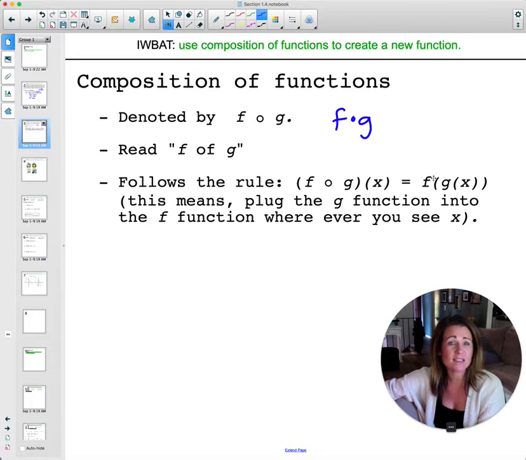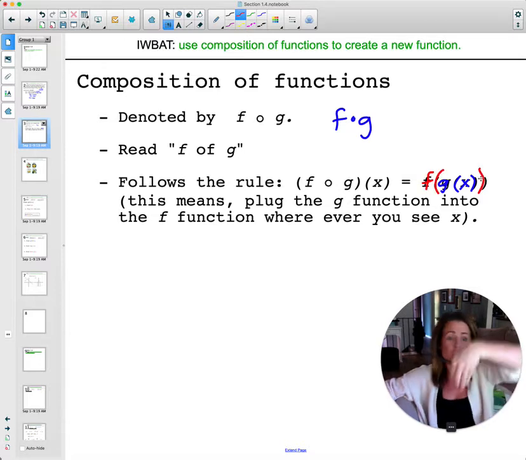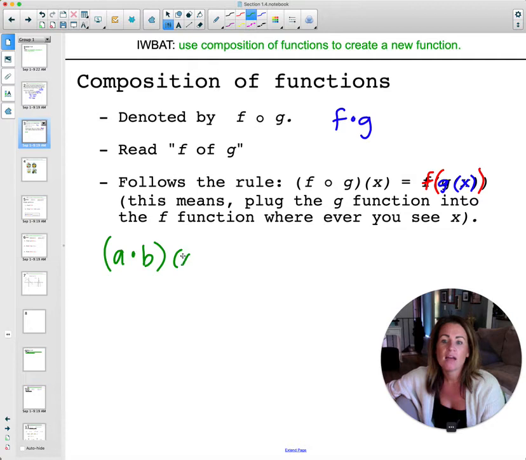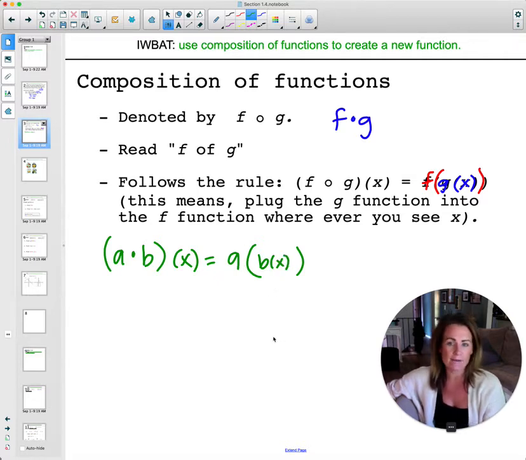being plugged into f. So you've got this g of x function, and you're plugging that function into f, taking the whole function and putting it into the other function. So if you had other letters, like a of b of x, that would be written like this. You'd have the a function and you'd be putting the b function into it. So you'd have the b function inside of the a function.